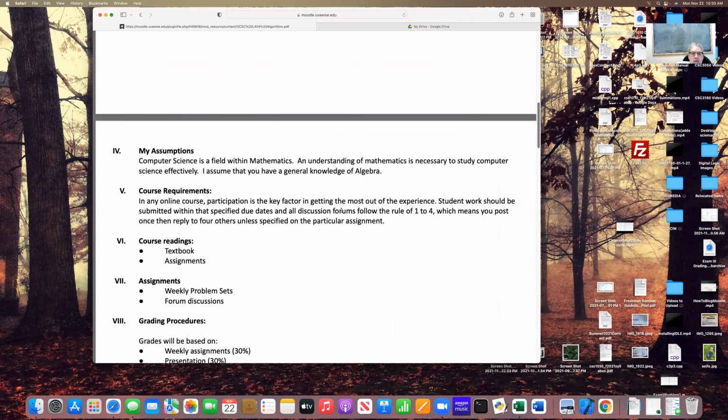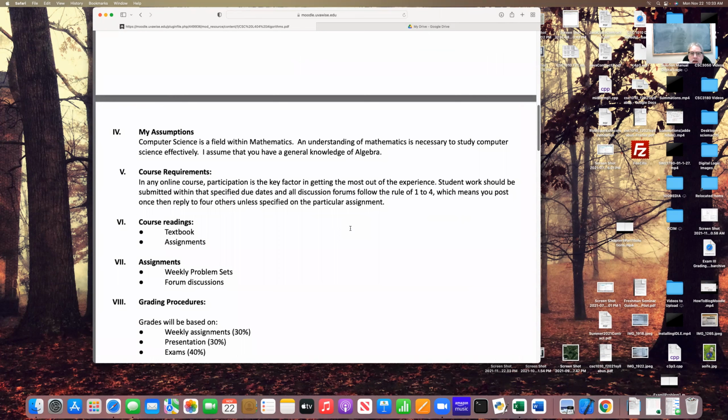See what else we've got here. Yeah, the assumption here is that you should have a general knowledge of algebra. It's impossible to avoid that. Again, for the normal course at the college, it usually requires at least a co-requisite of Calculus 1, but we're going to minimize that portion of the course, okay?